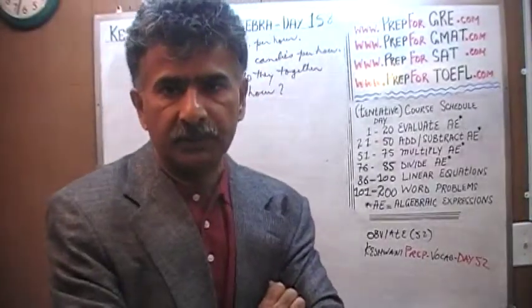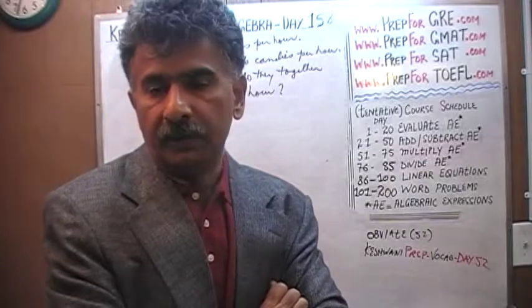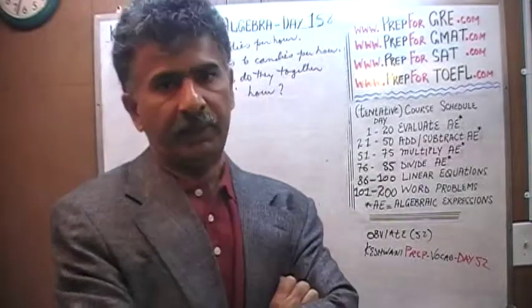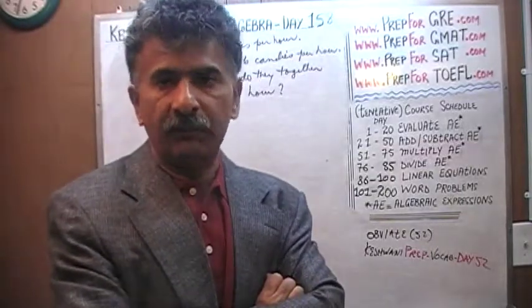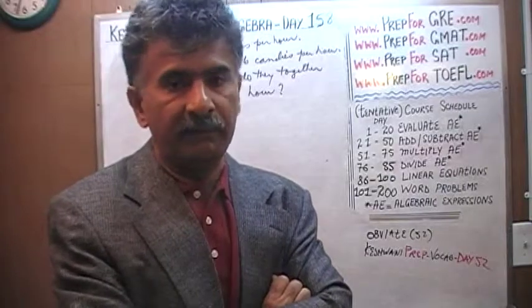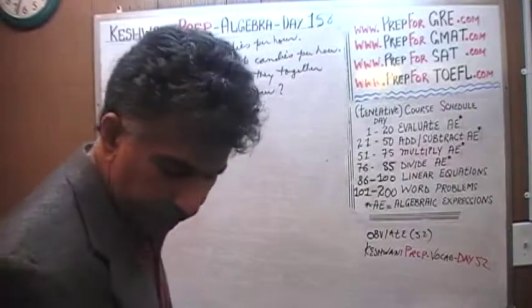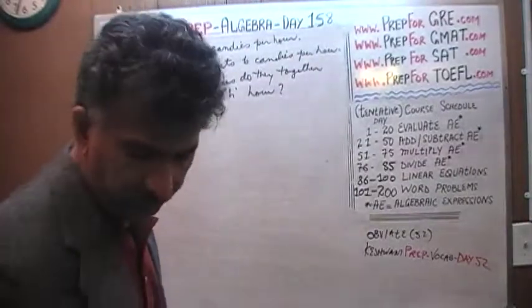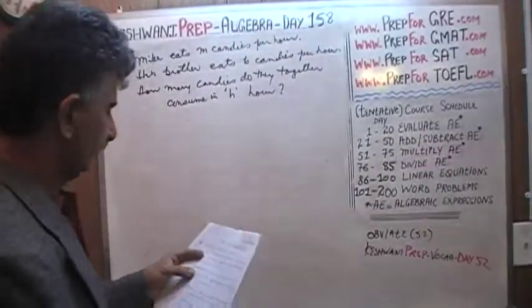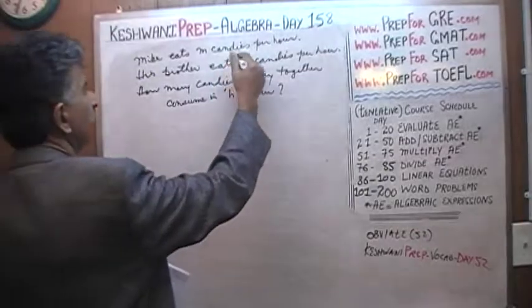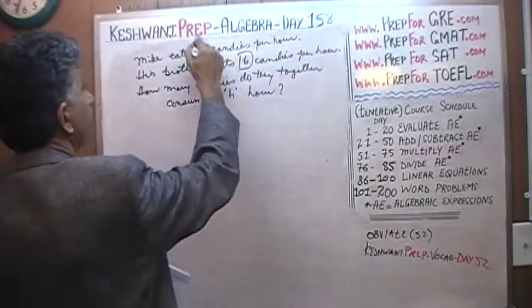The difference between algebra and arithmetic is that algebra is arithmetic with abstract numbers. Instead of having 3, 4 or 5, you have A, B and C, or X, Y and Z. So there we go. We know that Mike himself consumes M candies. His brother consumes B candies per hour.